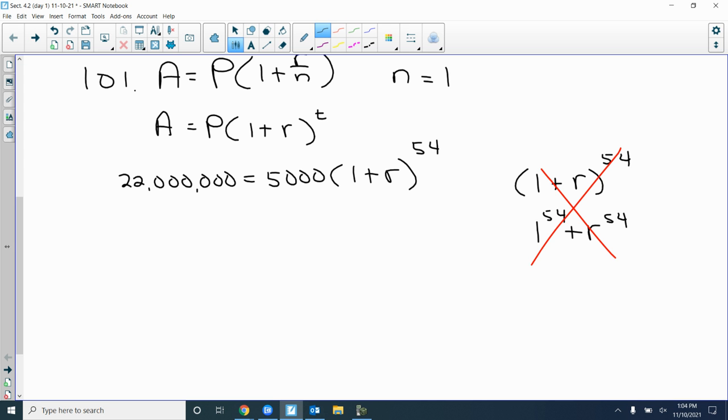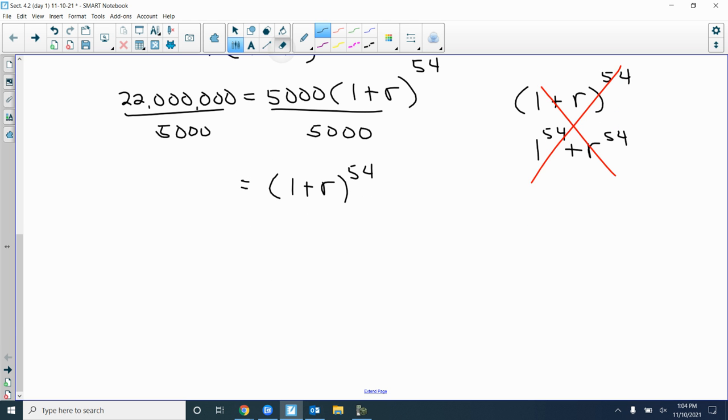One thing I would suggest you do is move the 5,000, so divide both sides by 5,000. We can do that. And what's 22 million divided by 5,000? 4,400. So we get 4,400 equals 1 plus r to the 54th.